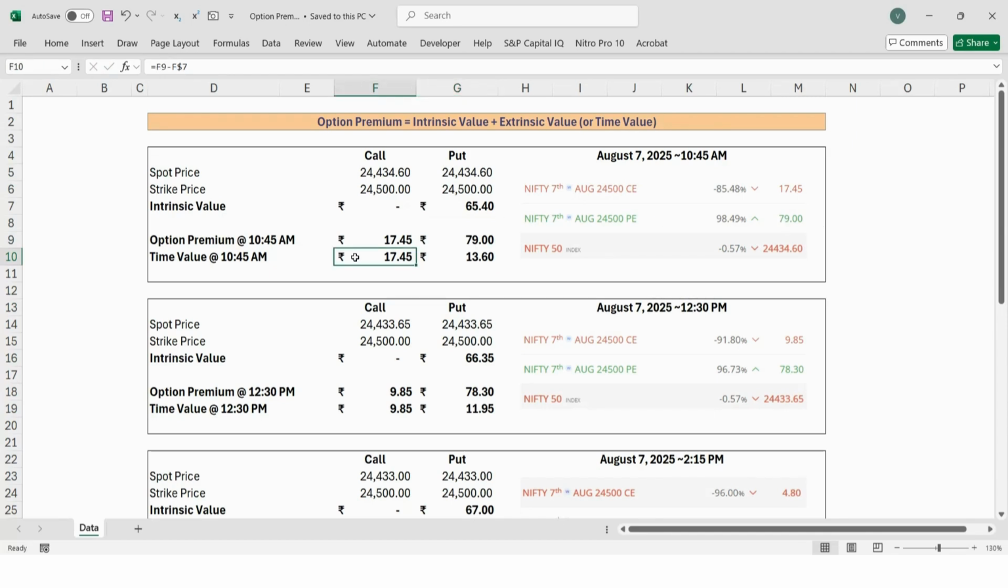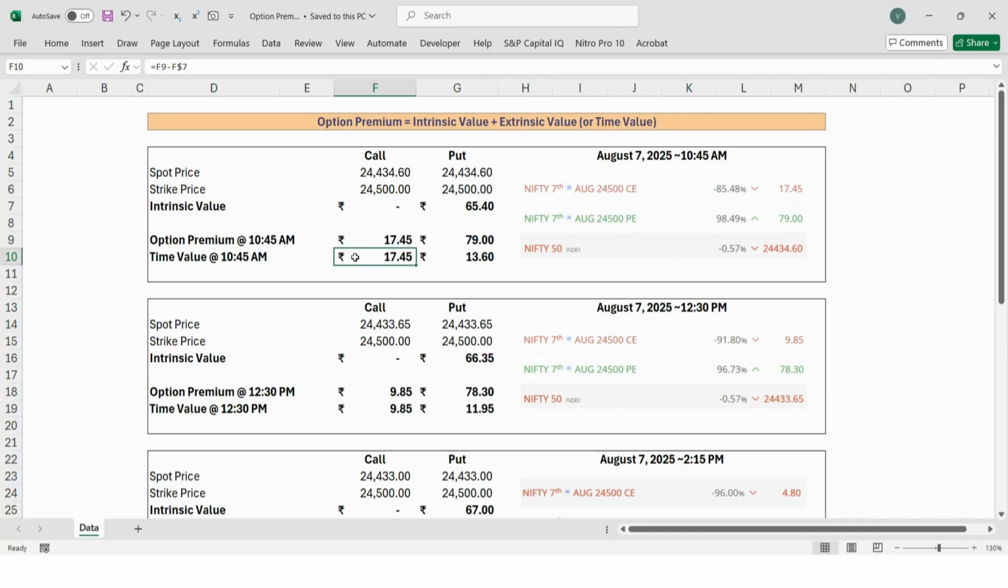For the call option, there is no intrinsic value, which means the 17.45, which is entirely visible on the screen, can be attributed to time value. There are an additional 5-6 hours for the market to close, and that is why there is a time value component associated with the call option.